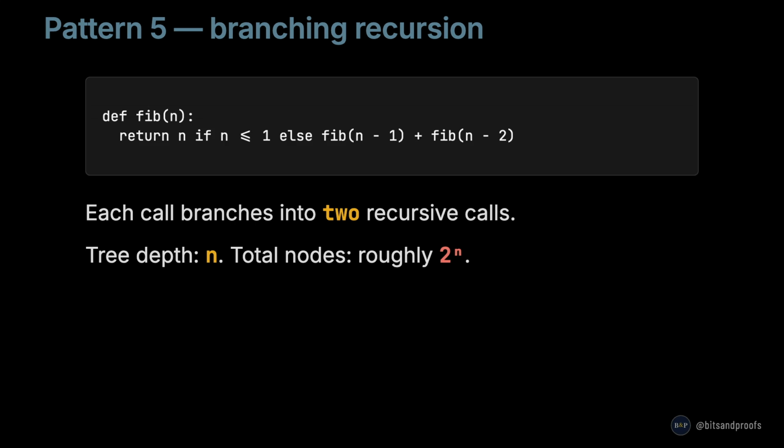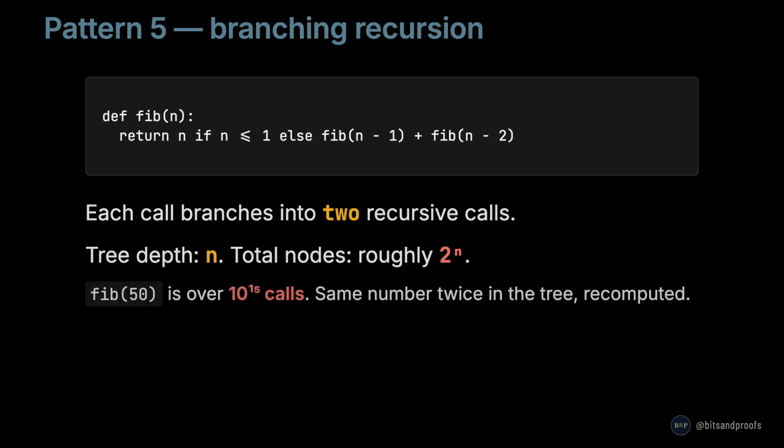The depth of the tree is roughly n. So the total number of nodes, the total number of function calls, is roughly 2 to the power n. Computing fib of 50 in this way takes over 10 to the 15 calls. To put that in perspective, that's more calls than there are seconds in 50 million years of computation. The naive recursion computes the same numbers again and again throughout the tree. Fib of 48 gets recomputed billions of times.